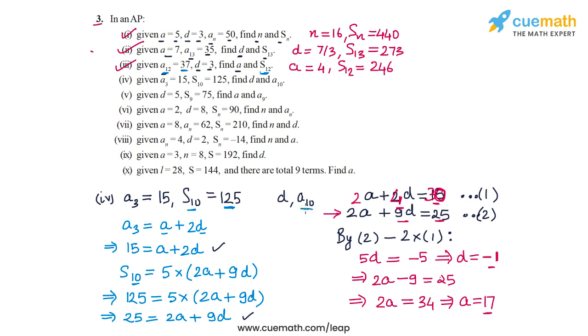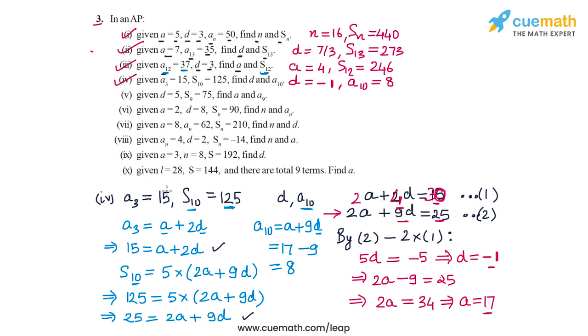And now A10 is easy to calculate. A10 will be equal to A plus 9D, and if I plug in the values, A is 17 and D is minus 1, so 9D is minus 9, so 17 minus 9 is 8. So the answer to part 4 is that D, the common difference, is equal to minus 1, and A10, the 10th term, is equal to 8. So that completes part 4.